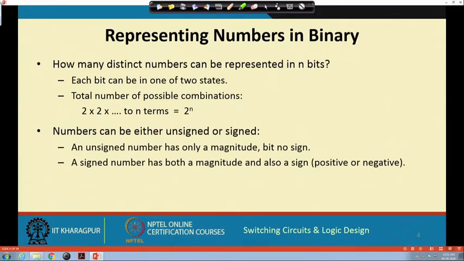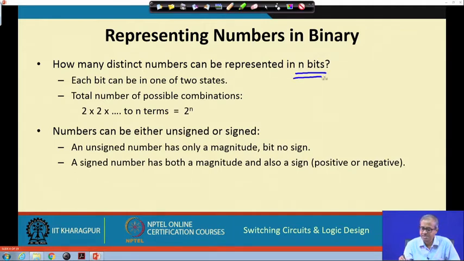Now, let us talk about representing numbers in binary. The question we are trying to answer is this: suppose we are representing a binary number in n bits, let us say n equal to 16. I may want to ask the question, in 16 bits, how many distinct numbers can I represent?